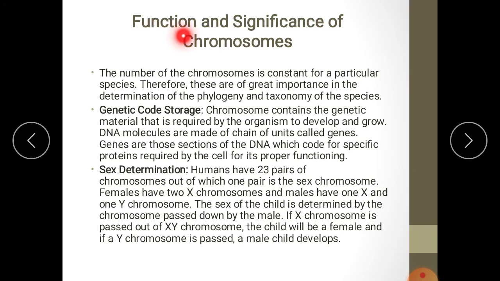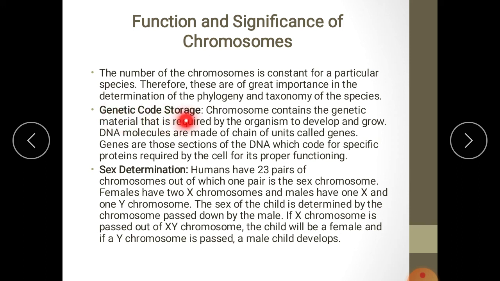Next, function and significance of chromosomes. The number of chromosomes is constant for a particular species. Therefore, these are of great importance in the determination of the phylogeny and taxonomy of the species. Phylogeny means evolutionary relationship. To understand evolutionary relationship, the number of chromosomes in a particular species is important here.